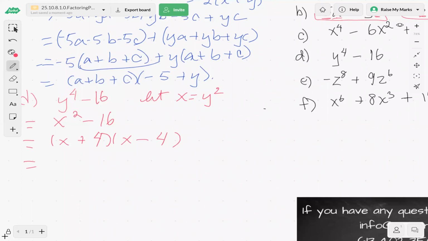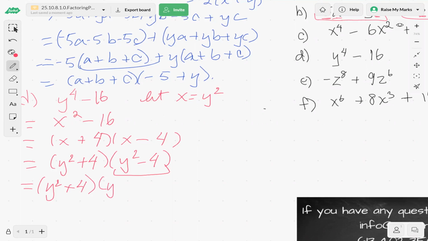But we know x equals y squared, so let's plug that in. Y squared plus 4 times y squared minus 4. This second factor is again a difference of squares, so let's factor that. So y squared plus 4 remains as is. This difference of squares factors as y minus 2 times y plus 2. And we're done.